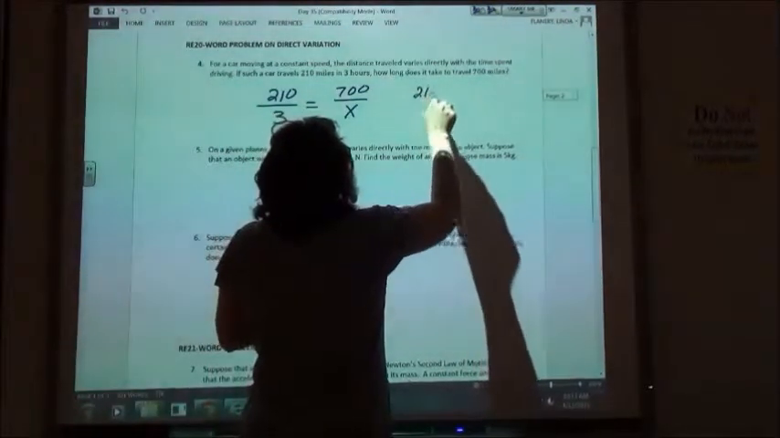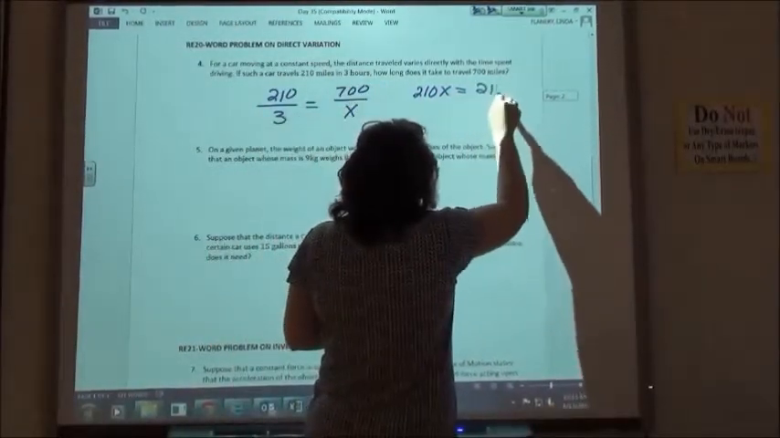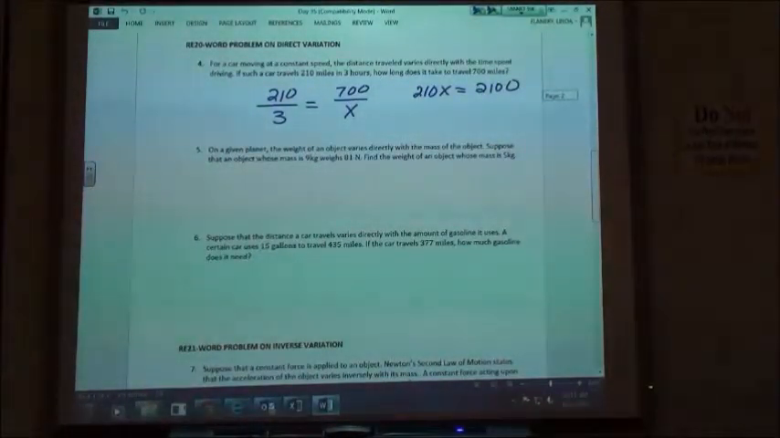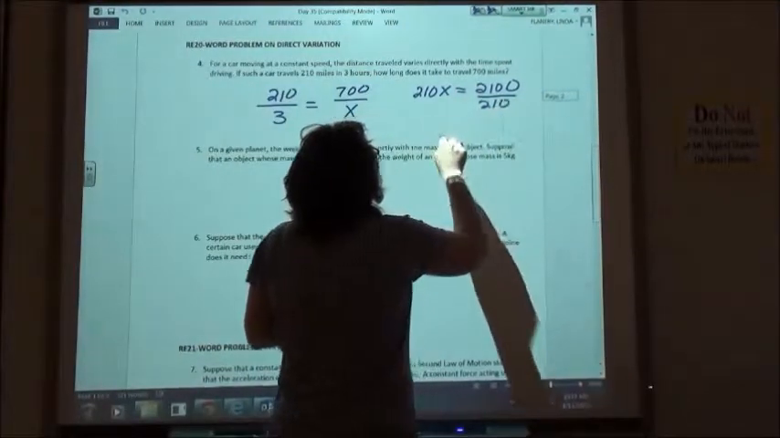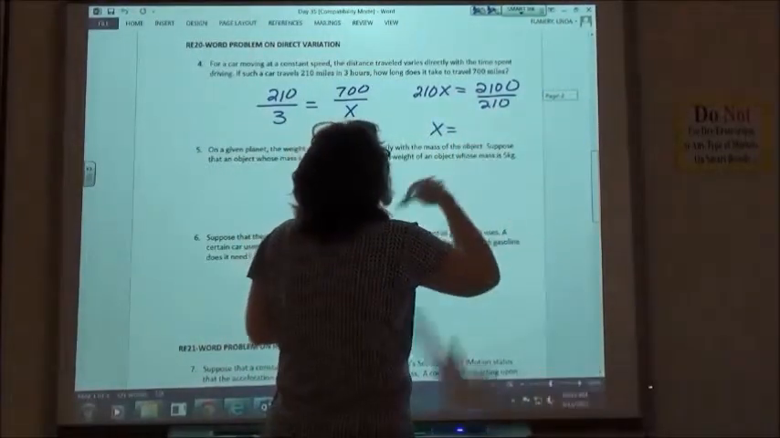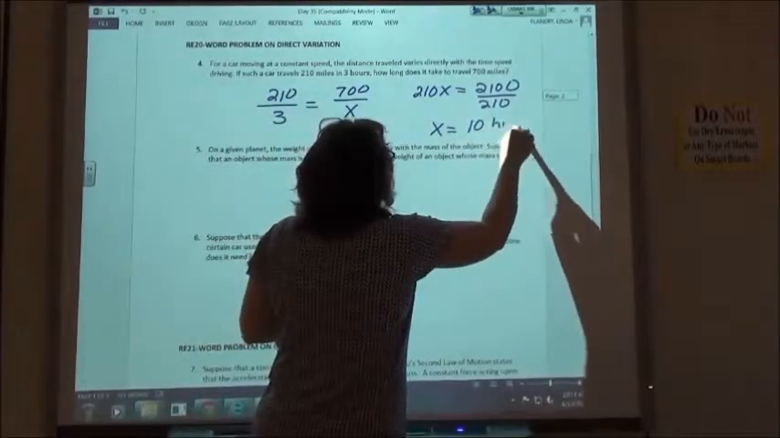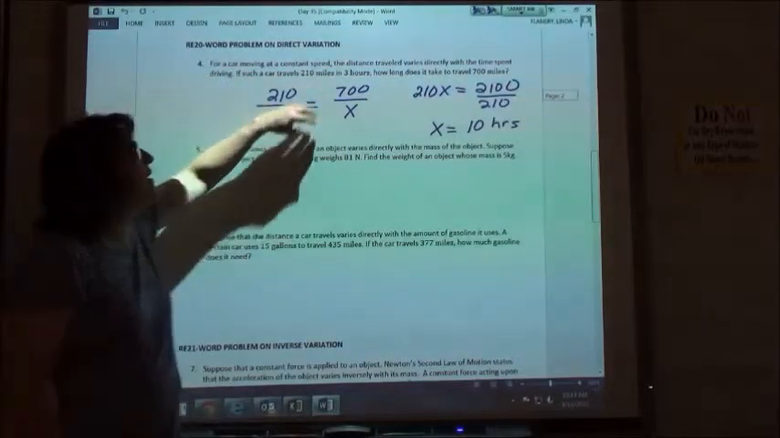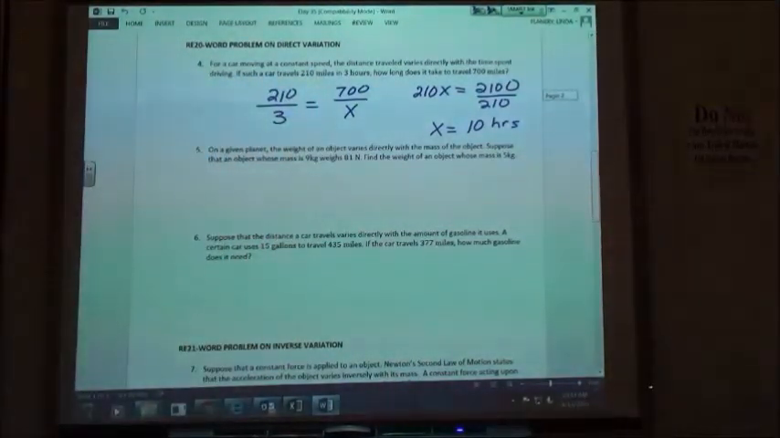So 210x is going to equal 3 times 700, which happens to be 2100. And if I divide, I'm going to get 10 hours. So if I go 210 miles in 3 hours, I can go 700 miles in 10 hours. My miles increased, my hours increased.